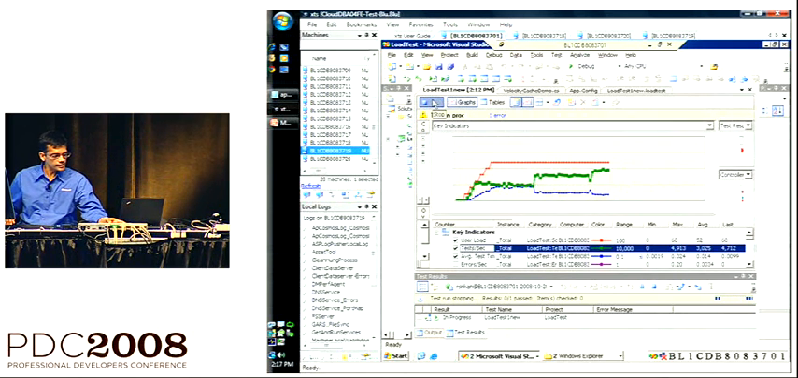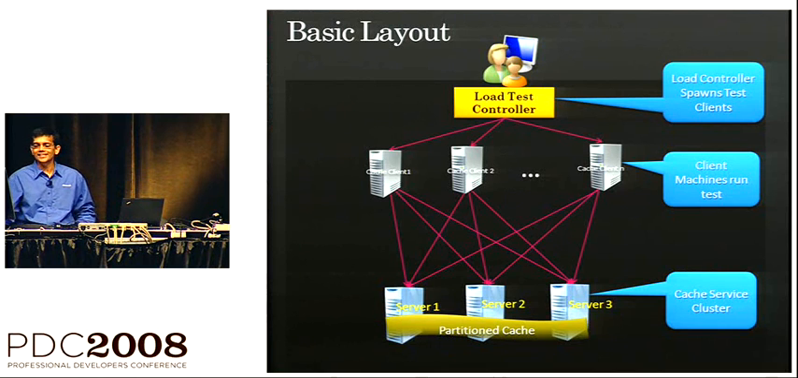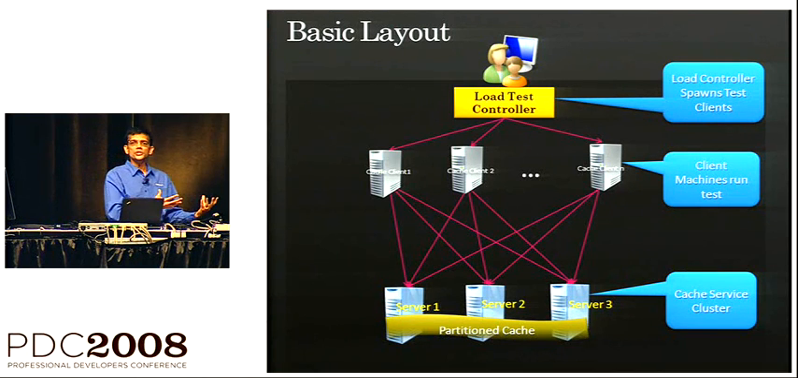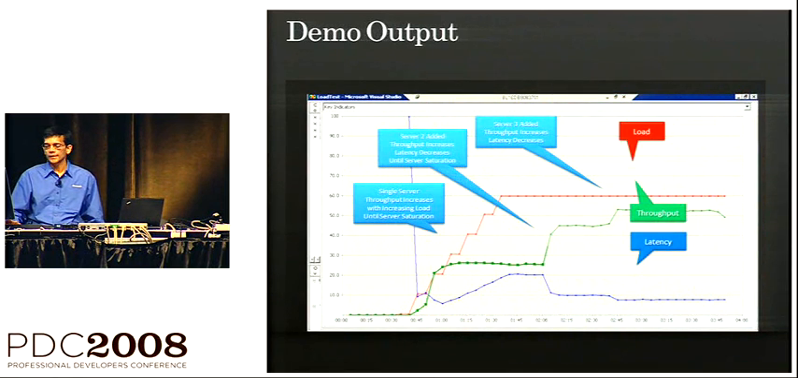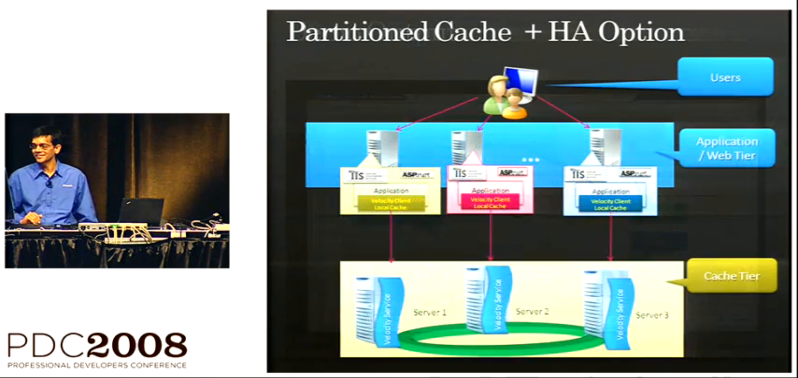Let me jump back to the slides. You can see how simple it is to just add new machines if you want to get more throughput, more scale, and improve your latency numbers. This was in case the demo didn't work.